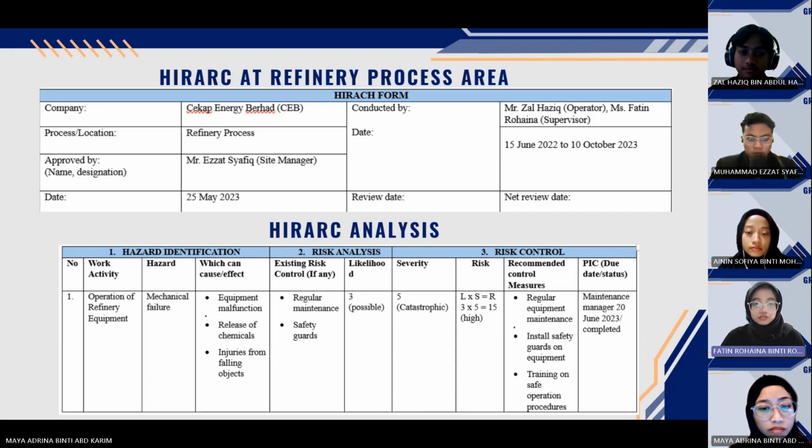To mitigate this risk, we recommend continuing regular equipment maintenance, installing additional safety guards on the equipment, and providing comprehensive training on safe operating procedures. Our maintenance manager is responsible for implementing this work activity before the due date of 20 June 2023, and this action was completed. Next slide.